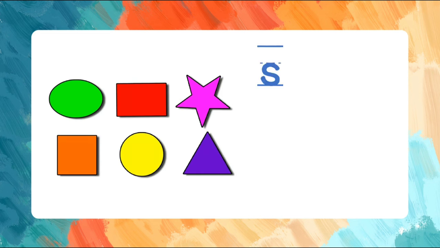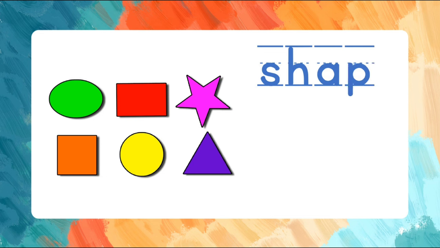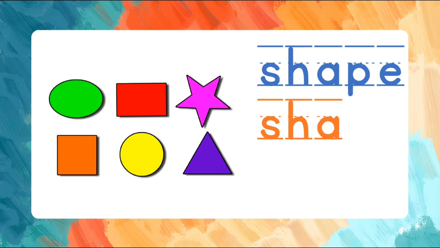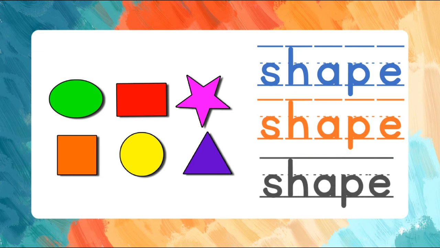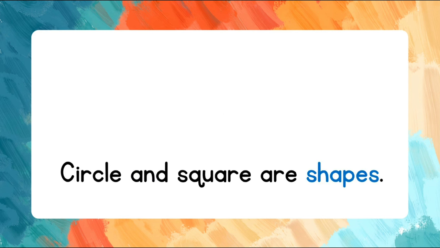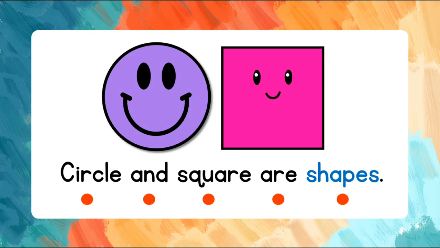Shape. S H A P E. Let's spell the word one more time. S H A P E. Shape. Say the words after me. Circle and square are shapes. Circle and square are shapes.